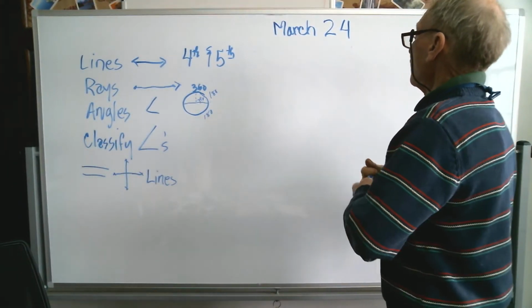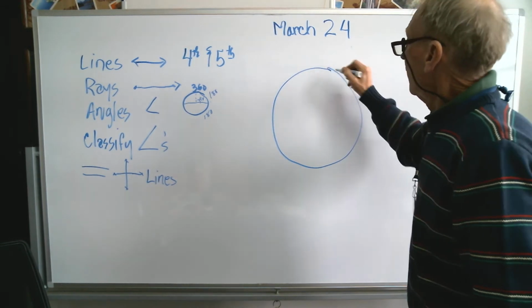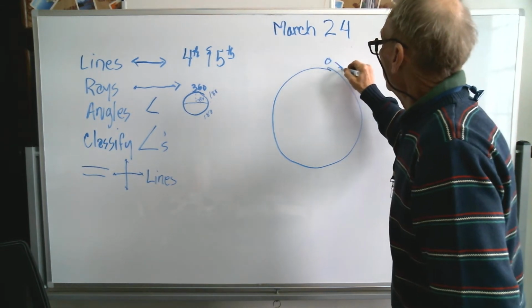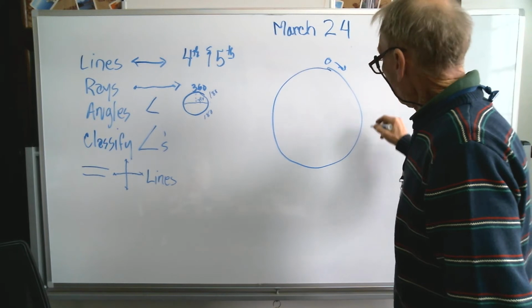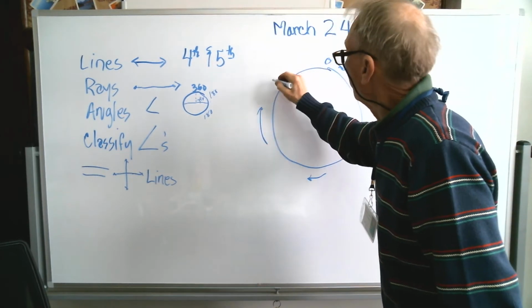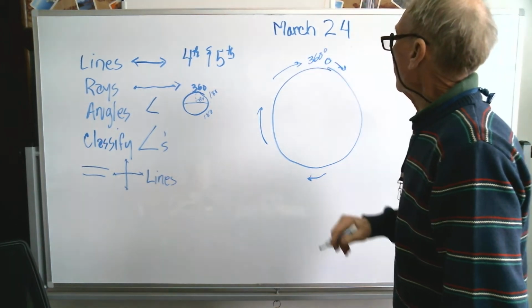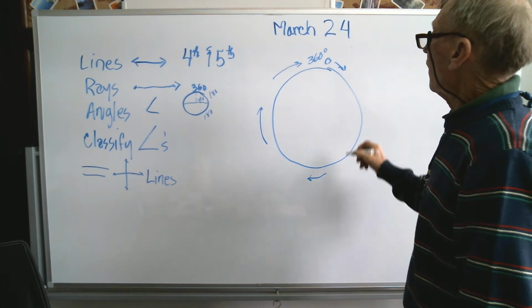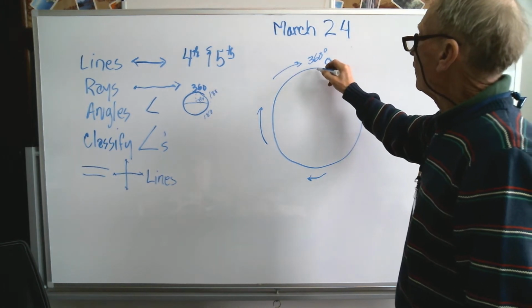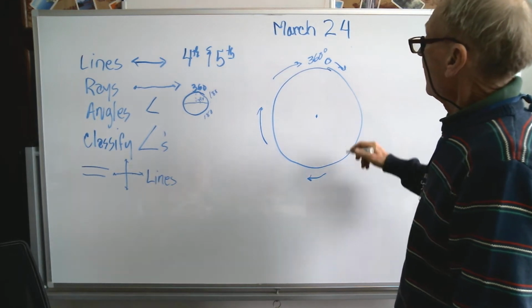If you're looking at a circle, and it starts at 0, goes this way, all the way around, it continues all the way around. When it gets back up here, it has gone 360 degrees. So if you move around this circle, let's make a point in the middle here, that's our vertex.